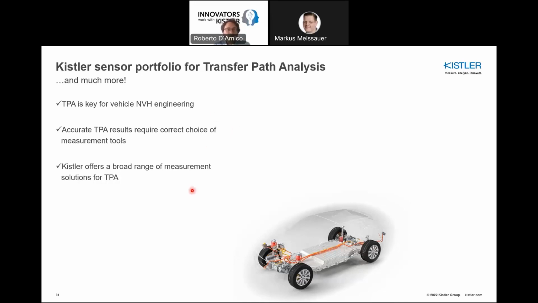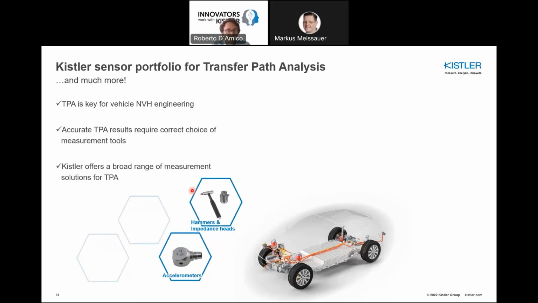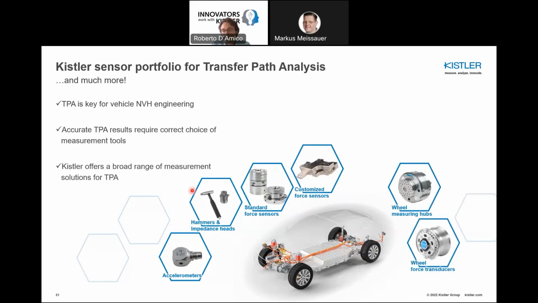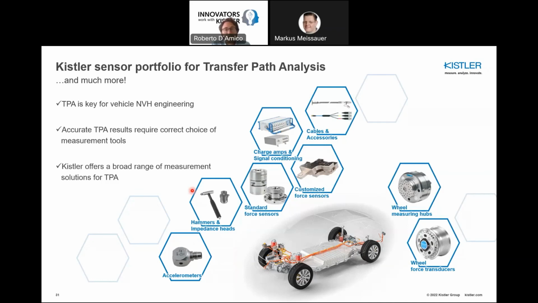We went through the broad range of solutions that Kistler offers, mainly for structural vibration within transfer path analysis. We had a look at accelerometers. Of course, we also offer hammers and impedance heads for the excitation, for example for FRF measurements. Force sensors, which are standard force sensors but also customized solutions for unique applications. We had a look at the wheel measuring hubs as well as wheel force transducers. And of course, we can offer a variety of accessories and cables, charge amplifiers and signal conditioning.